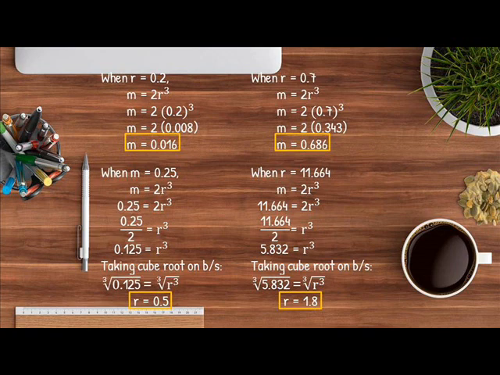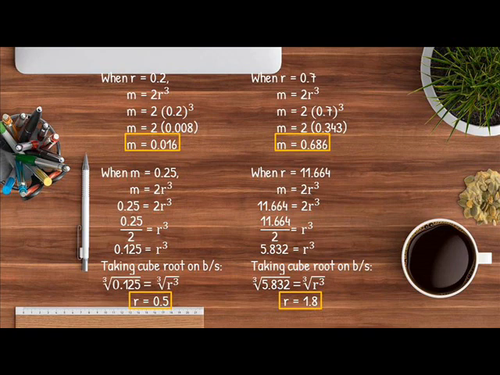Likewise, we will substitute the other value, that is 0.7. So the equation becomes 2 into 0.7 to the power 3. Well, 0.7 to the power 3 equals 0.343, and 0.343 into 2 equals 0.686. The final value of m is 0.686.